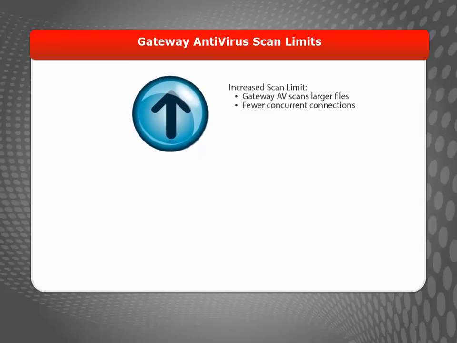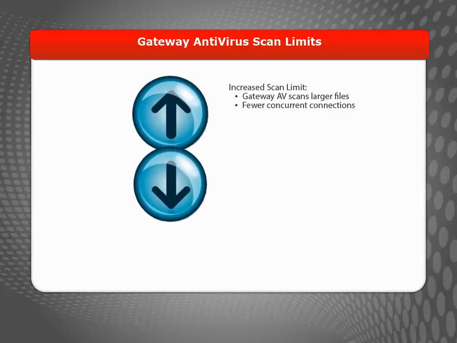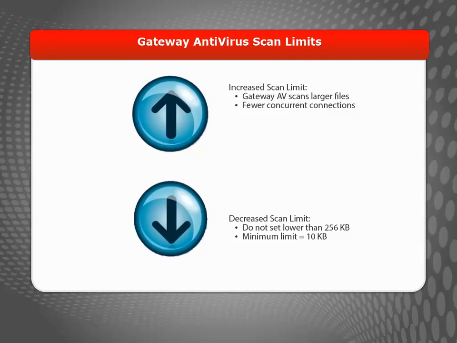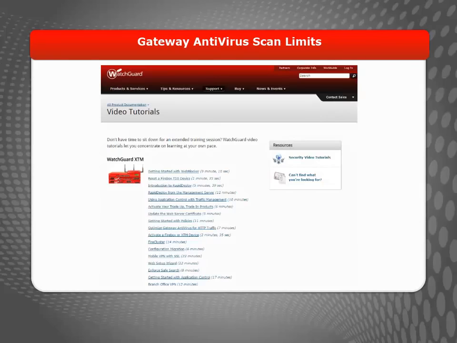If you increase the scan limit, Gateway AV scans larger files or partial files and could result in fewer concurrent connections through your Firebox or XTM device. If you decrease the scan limit, we recommend not setting it any lower than 256 kilobytes. If you use Gateway AV with your HTTP proxy, there are some great tips and tricks to help keep file scanning from impacting the performance of your Firebox or XTM device in the Optimized Gateway Antivirus for HTTP Traffic video tutorial. I'll include a link to that video at the end of this one.